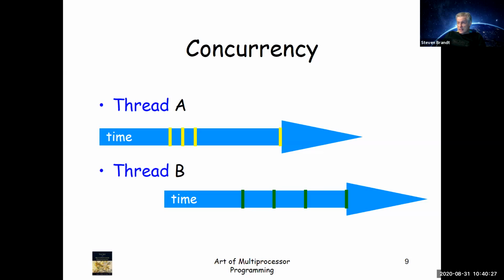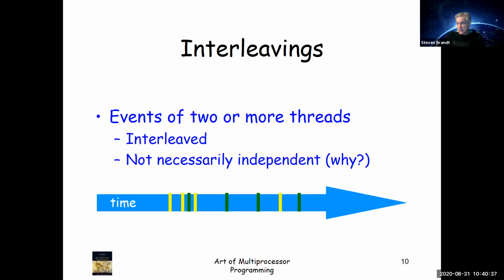So concurrency looks like this. We've got thread A and thread B, and they're both happening at the same time, and they each have some events. And these events are interleaved, and they're not necessarily independent of each other. So why would that be?